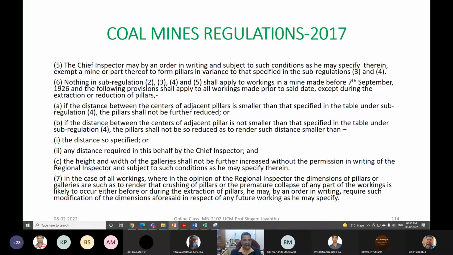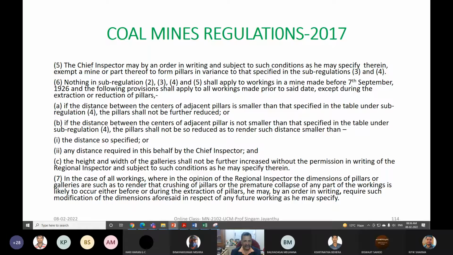Now, the height and width of the galleries shall not be further increased without the permission in writing of the regional inspector. There is a difference. Chief inspector is the director general who is sitting in Dhanbad, and regional inspector in the respective areas. For us, the mines being worked in Sundargarh and other places will be under Chaibasa, that is one place. Otherwise in Bhubaneswar, they will be controlling it. Their director of mine safety is now a regional inspector as far as this terminology is concerned. So they have not changed this terminology, my beloved students of underground coal mining methods, you should know about it.